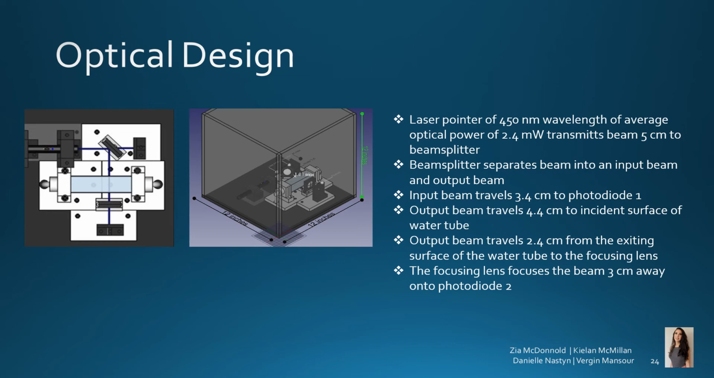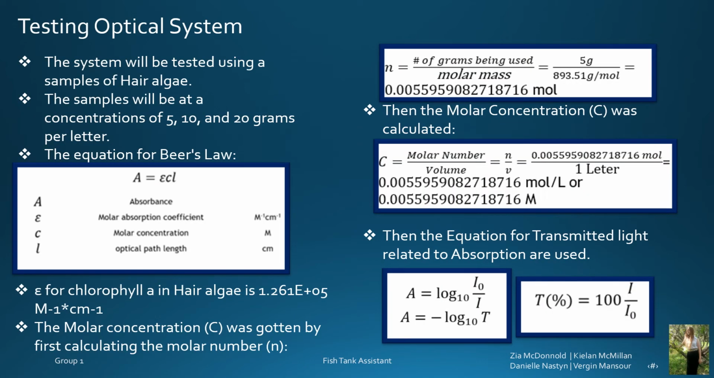Next, Zia will explain the optical system testing. This slide shows how we are going to be testing our optical system. The system will be tested using a sample of hair algae. Hair algae was selected because it is the easiest to identify of the algae. The sample will be at a concentration of 5, 10, and 20 grams per 1 liter of water.